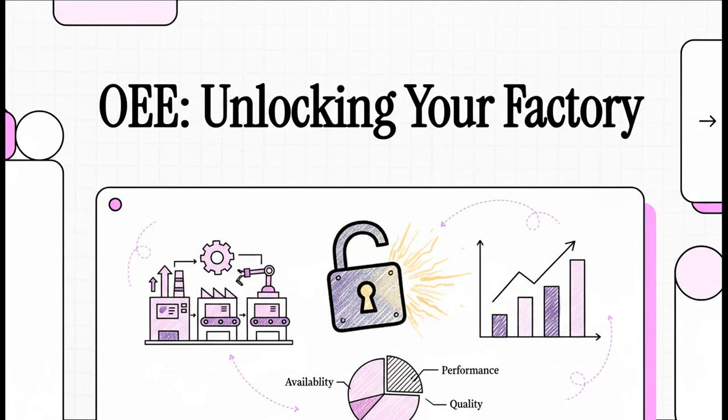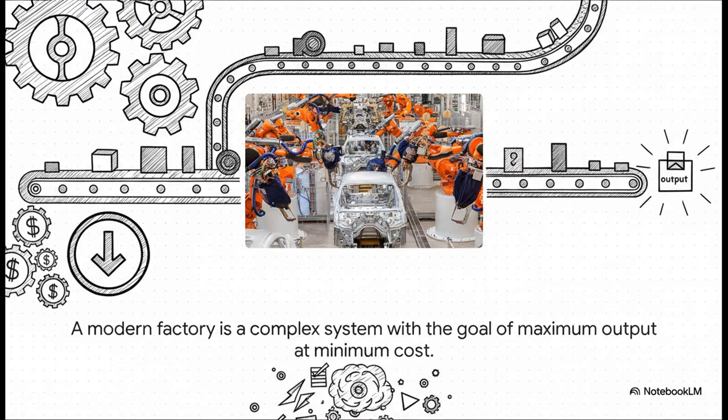All right, today we're going to dive into what I think is one of the most powerful tools in any manufacturer's toolkit: overall equipment effectiveness, or as you'll usually hear it, OEE. This is all about finding and unlocking a ton of hidden potential that, trust me, you might not even realize is there. I mean, just look at a modern factory floor.